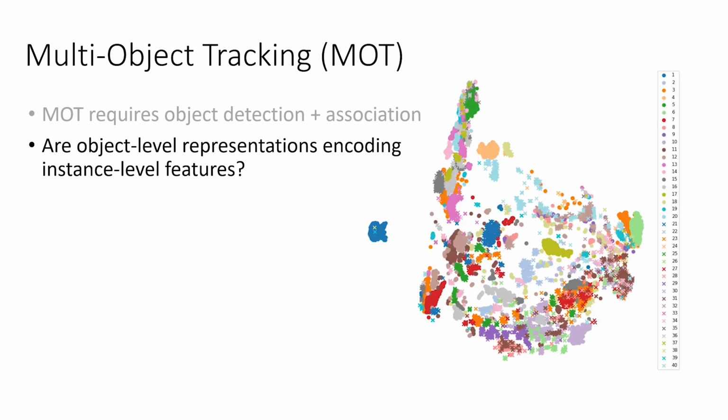The figure on the right shows predictions from DETR on a multi-object tracking dataset. Every color symbol pair represents a different instance over the course of the video. We can see that those representations are not sufficient for object re-identification, since the method is trained to regress bounding boxes and predict classes.